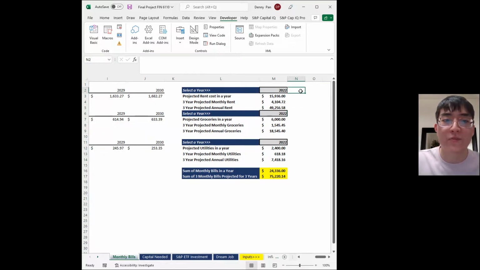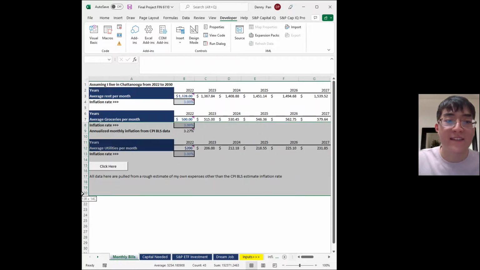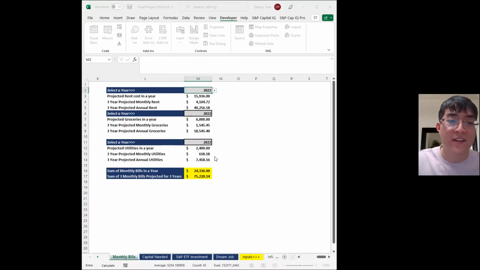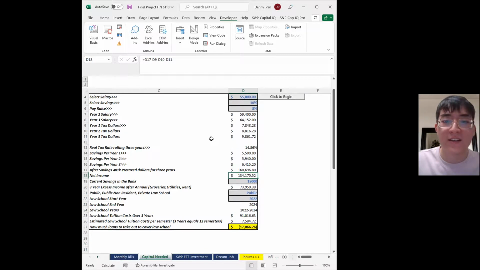But the most important part is you need to select a year here, and this automatically generates a rolling 3 years for you. With that said, you just click on the button here: enter rent, inflation for rent, grocery expense, grocery inflation, utility expense, utility inflation, and then the years, so it knows the row. So M17 is the most important one, which will factor into capital needed here.